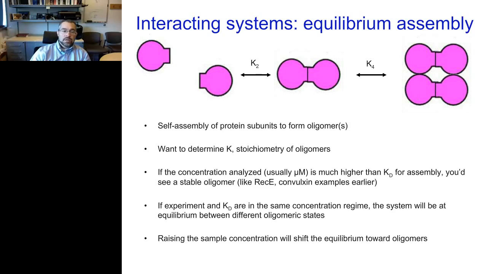And this is similar to what I talked about earlier with the case of convulsin and Rec-E, where we had a stable oligomer, but those were very high affinity oligomers, and so what we were observing was a stable oligomeric state. But in addition, you'll have situations where the concentration regime over which that assembly occurs is right where we're able to access experimentally. And so that's where you're actually able to get information on accurate determination of these equilibrium constants.